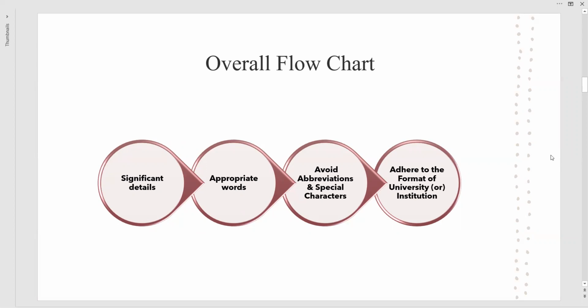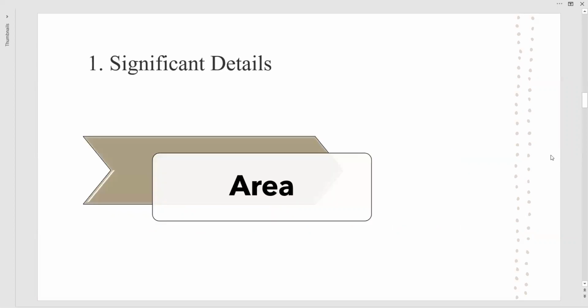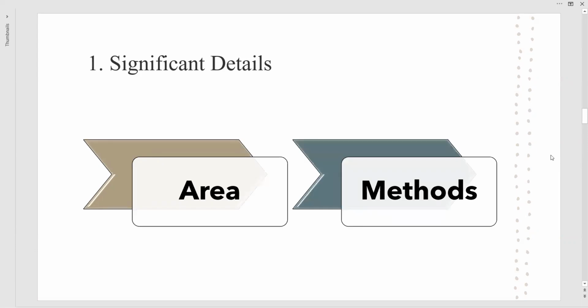Let us go step by step now. Very first one, the significant details. In the significant details, the very first thing we have to include is the area or simply the topic of our research area, its interested area and significance. Those details must be known. Next, the methods that are utilized to carry out our research work must be known.